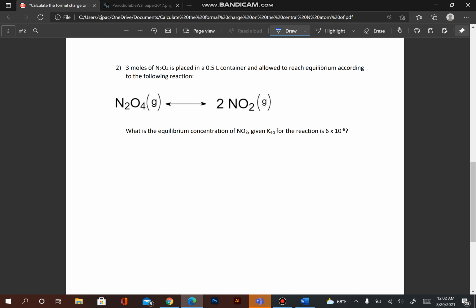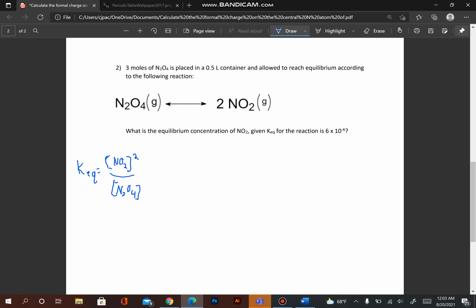It is usually expressed as the products over the reactants with coefficients acting as exponents in the expression. So we get KEQ equals the concentration of NO2 at equilibrium squared over the reactants. Now that we have this set in place, let's see if we can develop the N2O4 further.